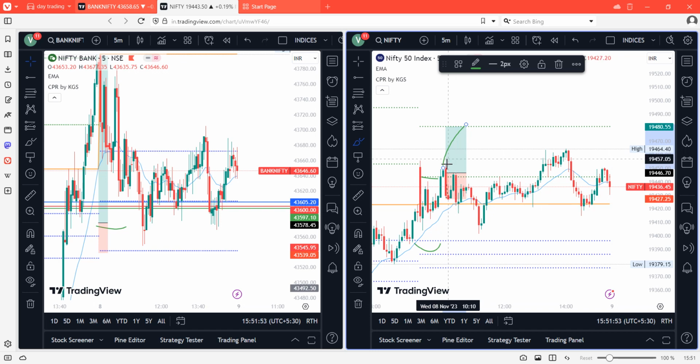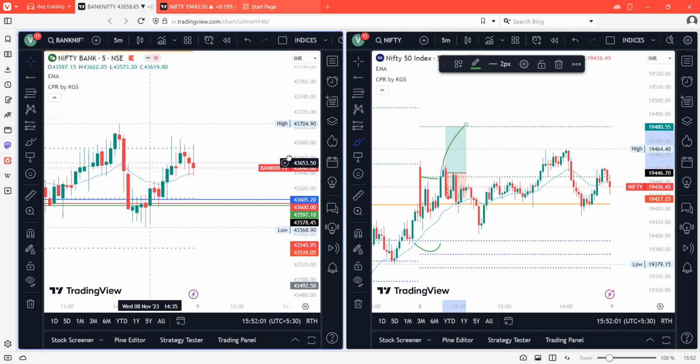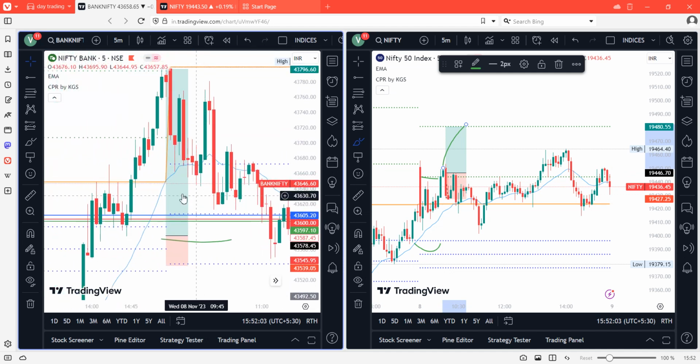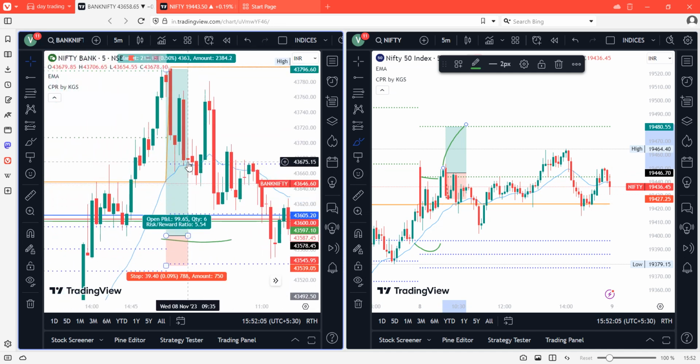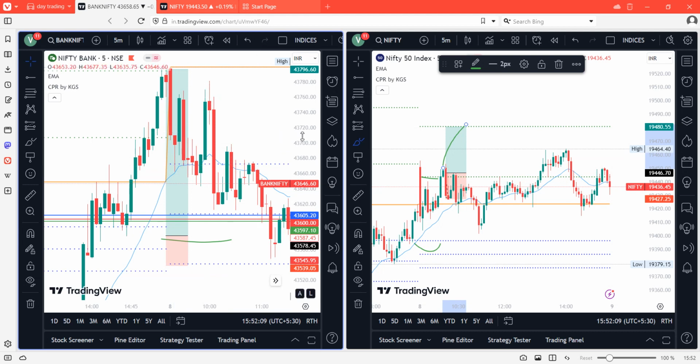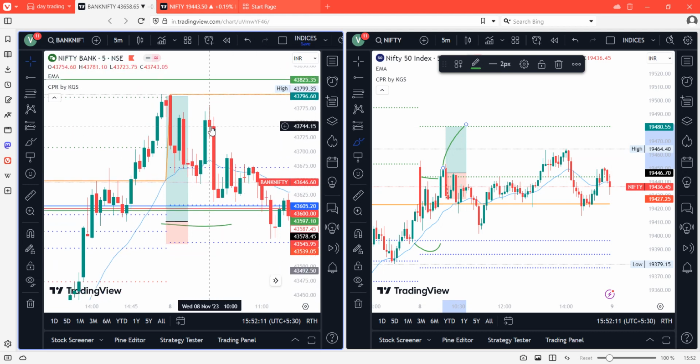Now the reason for taking the trade at this point, see at the 10 o'clock candle, let me see what the candle at 10 o'clock here in Bank Nifty is. Okay, see here. This is the 10 o'clock candle in Bank Nifty and there is no immediate resistance. And I have a gut feeling that today this is going to move upwards like this.